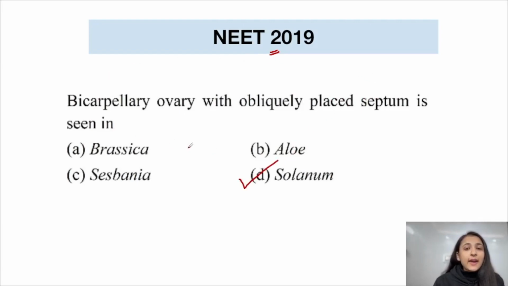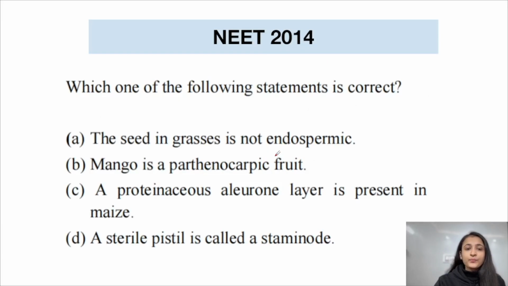So it is a characteristic feature of the family Solanaceae, right? Out of these options, we have to identify which belongs to the family Solanaceae. It is but obvious. The name only suggests that Solanum belongs to the family Solanaceae. So the correct answer is option number D.